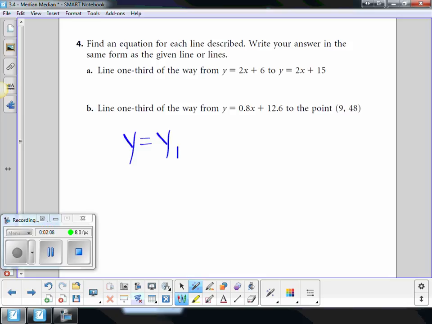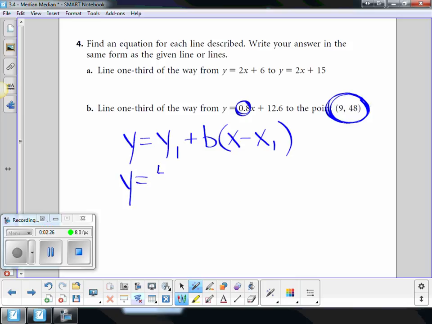using this formula, what's the y-intercept of the line, the blue line, that went through this point, but it has this slope. So we're going to plug in the y, 48, the slope, 0.8, and the x, 9, and go ahead and simplify this.